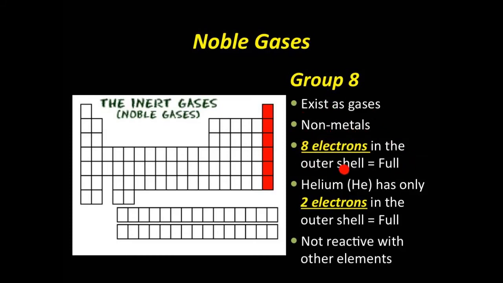We're going to refer to this as being full when we talk a little bit more about valence electrons. Helium, though, at the top only actually has 2 electrons in its outer shell. That makes it full as well. Think of them as being noble.